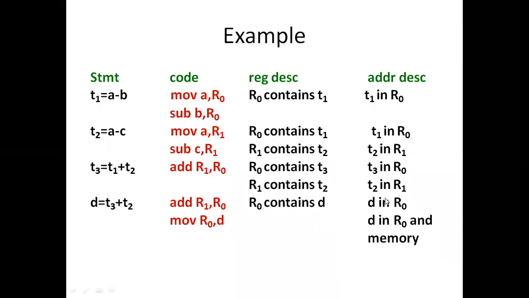See here, D is in R0. Why is D in R0 and also in a memory location, isn't it? Because we are storing it in a memory location. After performing the operation, the result was stored in a memory location. So D is in a register and also in a memory location.